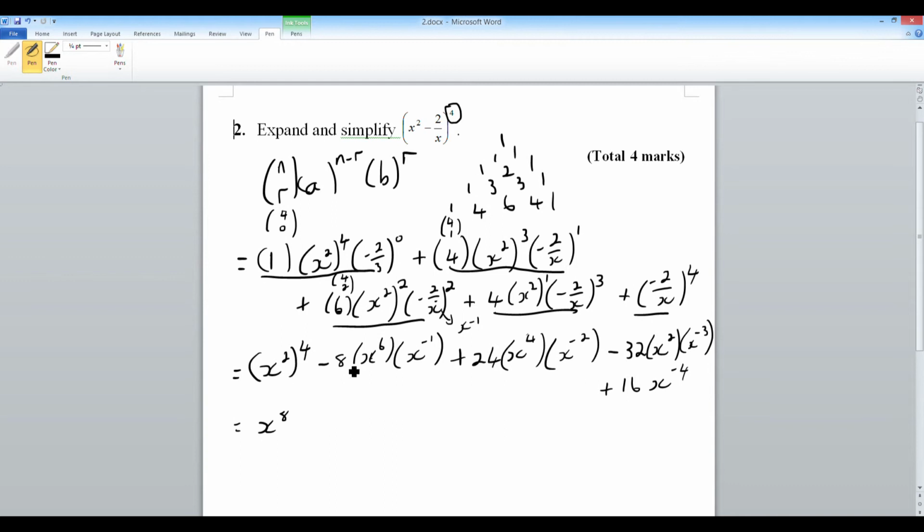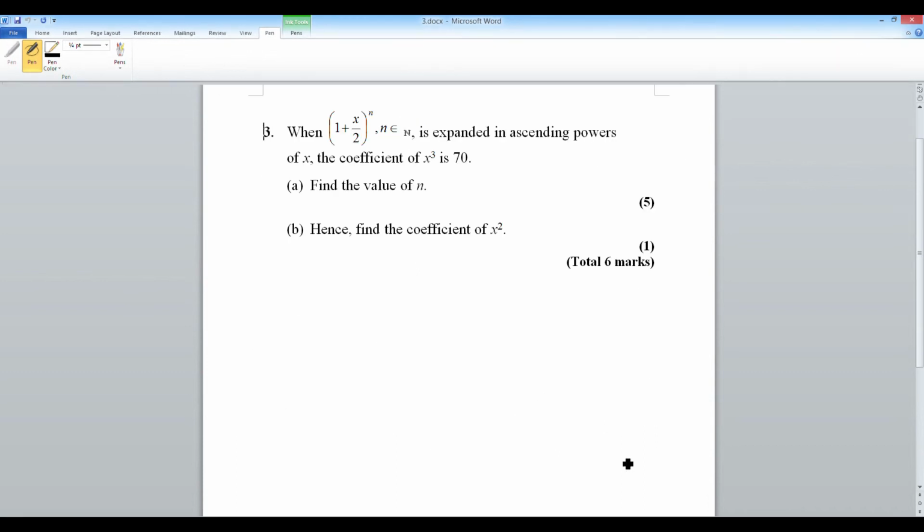Then I can go and simplify each one of these. So of course, just by exponents, I'm going to say x to the power of 6 minus 1, so therefore x to the power of 5, plus 24x squared, because x to the fourth times x to the minus 2 gives x squared, minus 32x to the power of minus 1 plus 16x to the power of negative 4. And these are all my 5 terms, 1, 2, 3, 4 and 5.